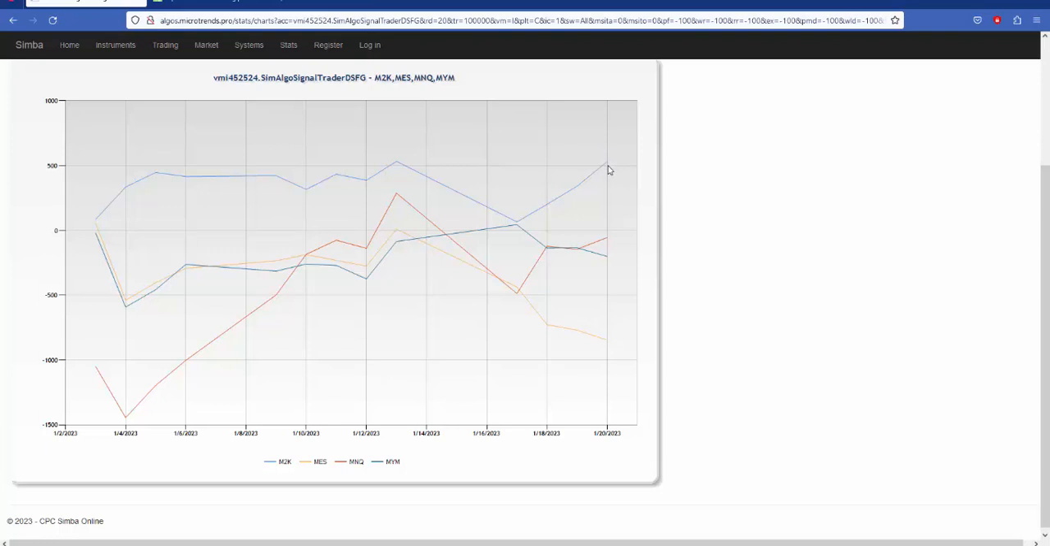M2K is the best performing market so far this month. NASDAQ, Dow are pretty much break even. The S&P is the loser here. So when I see that, I probably want to focus this week on trades in the M2K, and it looks like that's going to be the best performing market. At least it has been over the last 15, 20 days here.